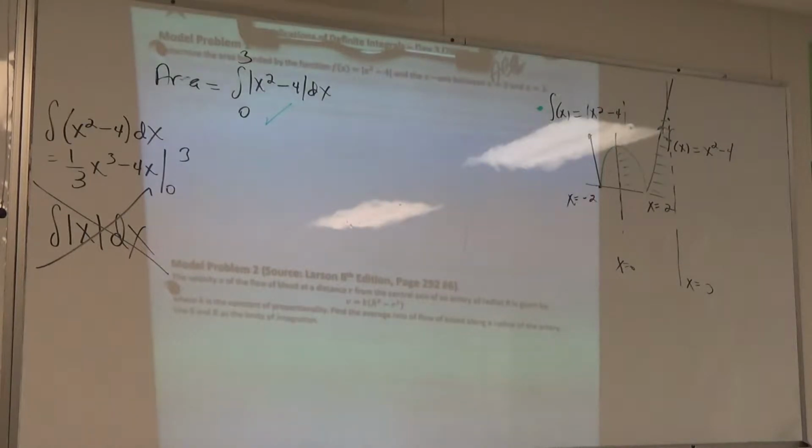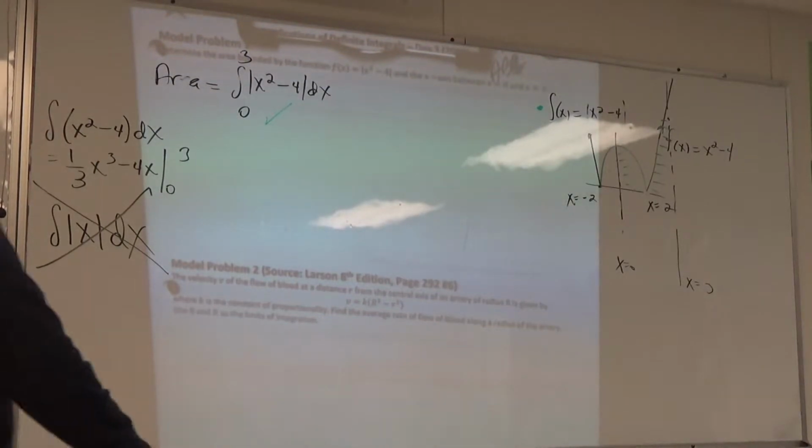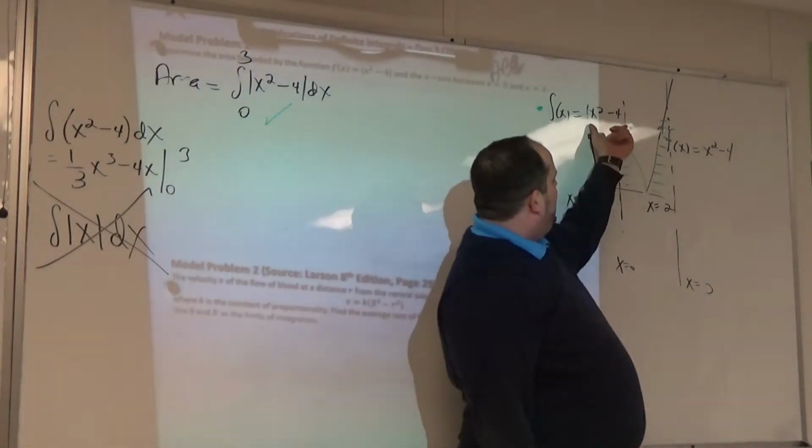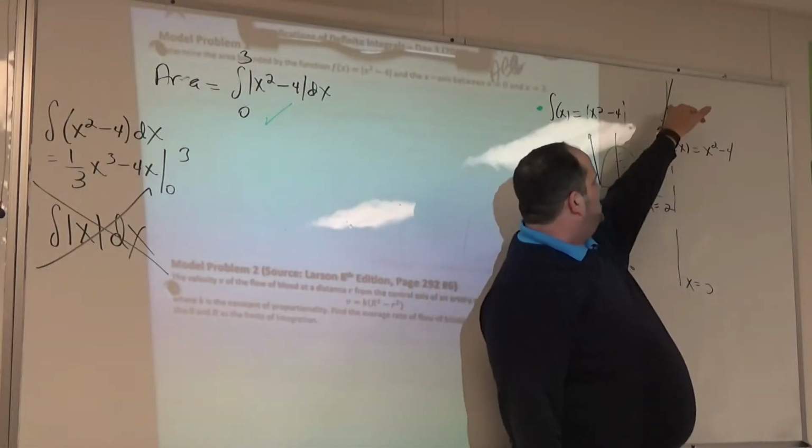It looks like a triangle partly because I just graphed it badly. It's not actually a triangle, it's a parabola. It's curving. But think about the absolute value bars. Did having the absolute value bars change this part of the graph?